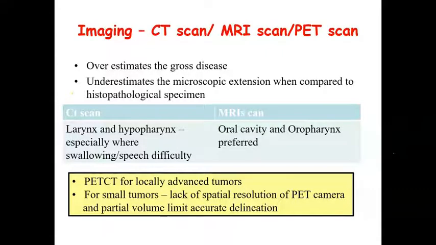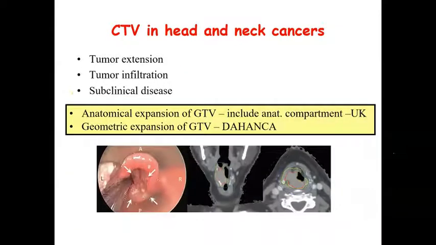For instance, MRI scan is preferred for, say, oral cavity and oropharyngeal lesions, because the soft tissue extensions are better studied in that. For laryngeal and hypopharyngeal tumors, because you may need to study the swallowing or speech difficulties, CT scan holds preference. And PET CT is largely for locally advanced or metastatic tumors, because for smaller tumors the spatial resolution of the PET camera is not that much, and there is partial voluming happening. So all this limits accurate delineation for smaller tumors, and it's not a great investigation for them.